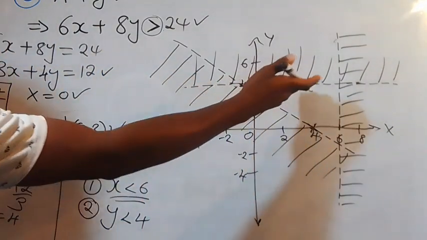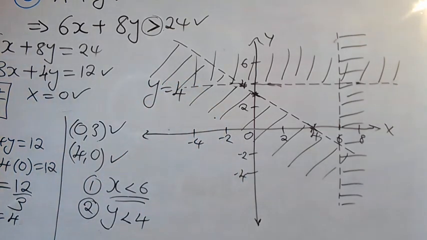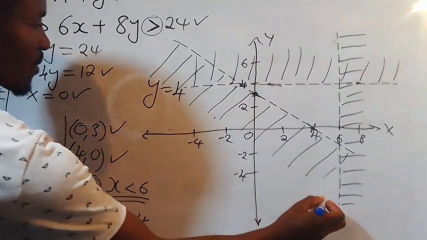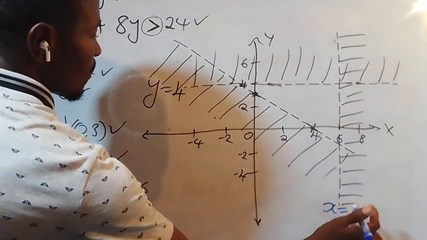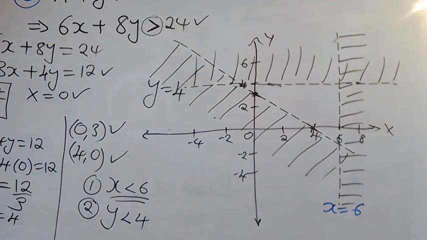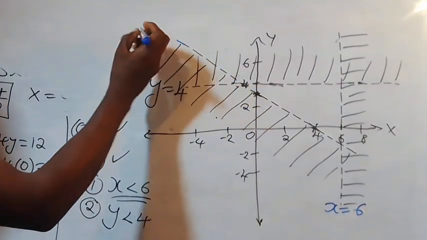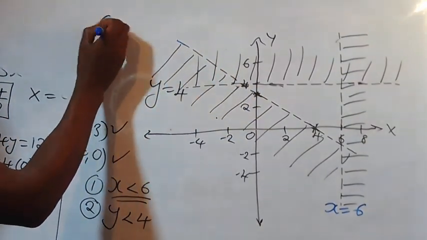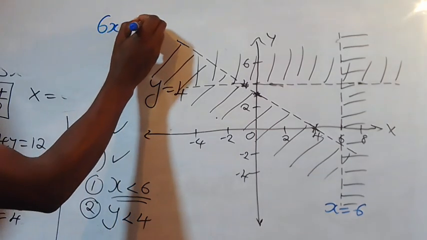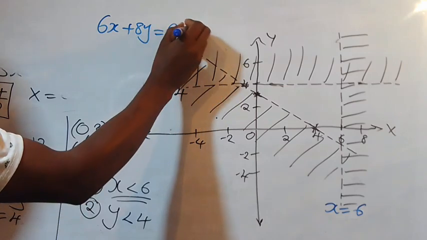Now this line has the equation y equals 4, and this one on the x-axis is just x equals 6. And the last part, this one just on the end of the line, is 6x plus 8y equals 24.